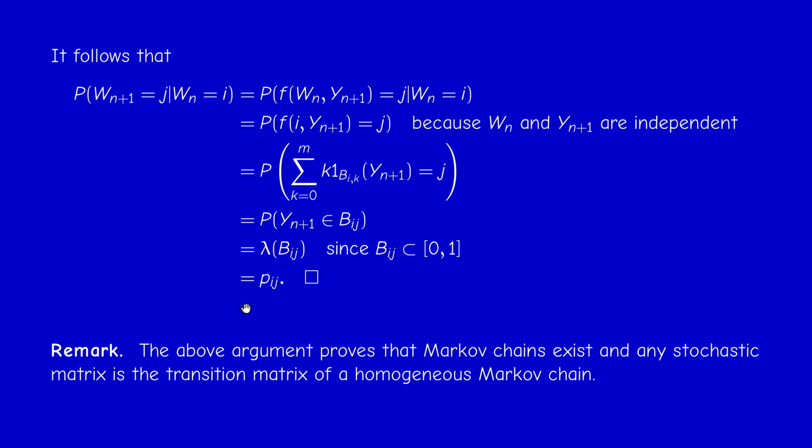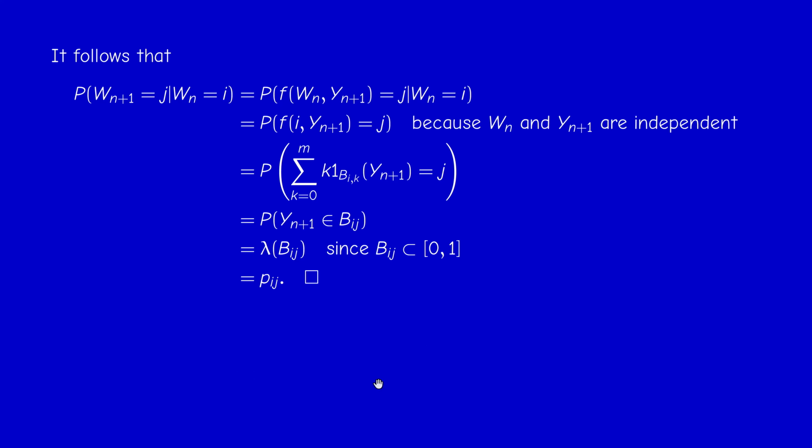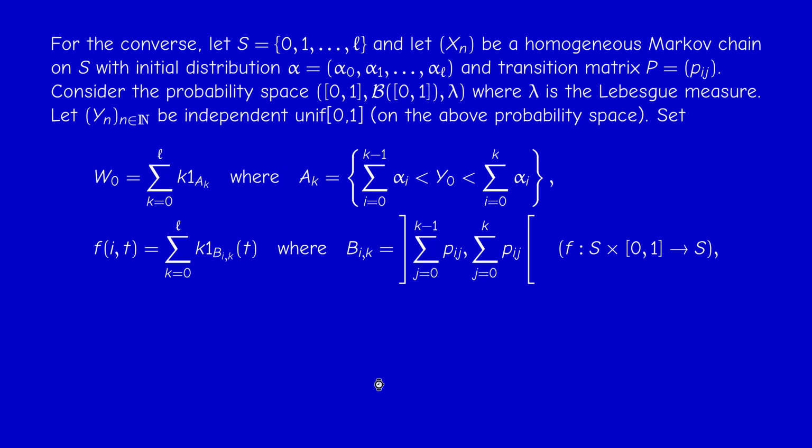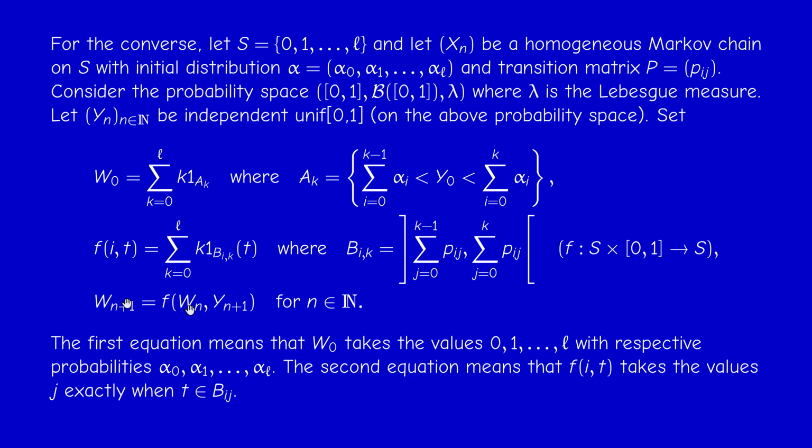So let's finish the proof. The argument that we used actually proves that any stochastic matrix is the transition matrix of a homogeneous Markov chain that you construct in this way. So you can consider this as an existence theorem, because systems of this form always exist, right? By induction, you start from W0 and you iterate. So it's an existence theorem actually.